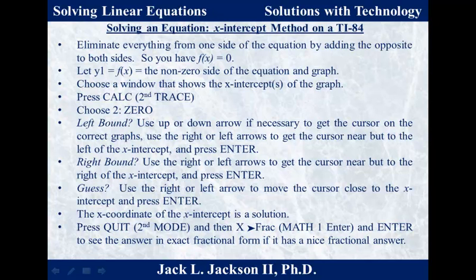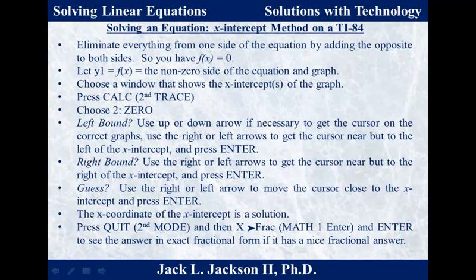So let's see, where were we? We choose 2, 0, then left bound, right bound, and a guess. And of course you want to make sure that your x-intercept is between that left bound and right bound, and you want to try to get your guess fairly close to where it crosses the axis. It's a lot better if there's only one solution between those left and right bounds.